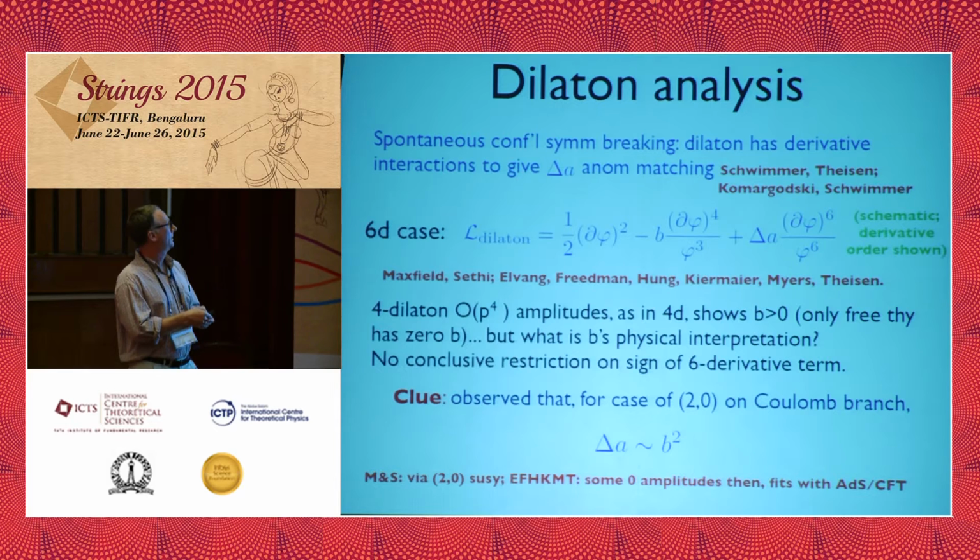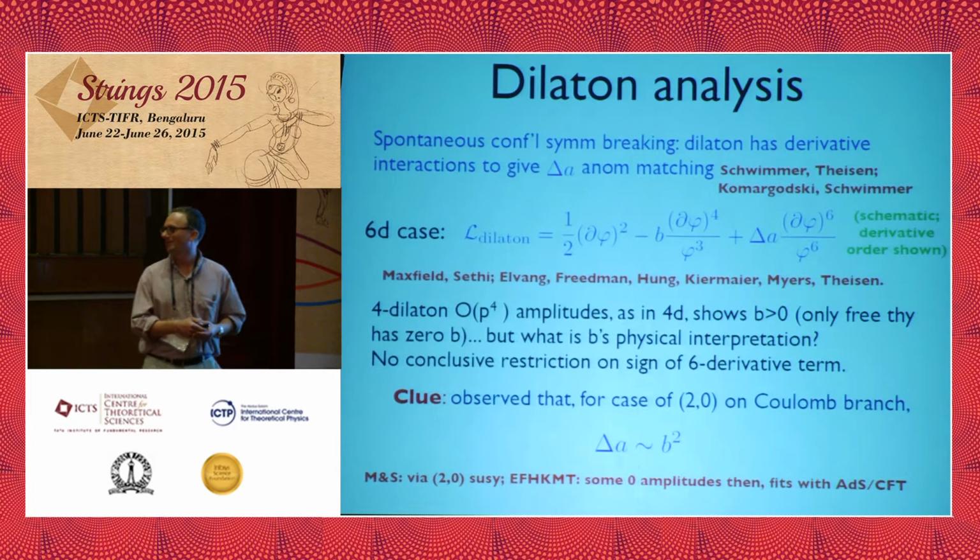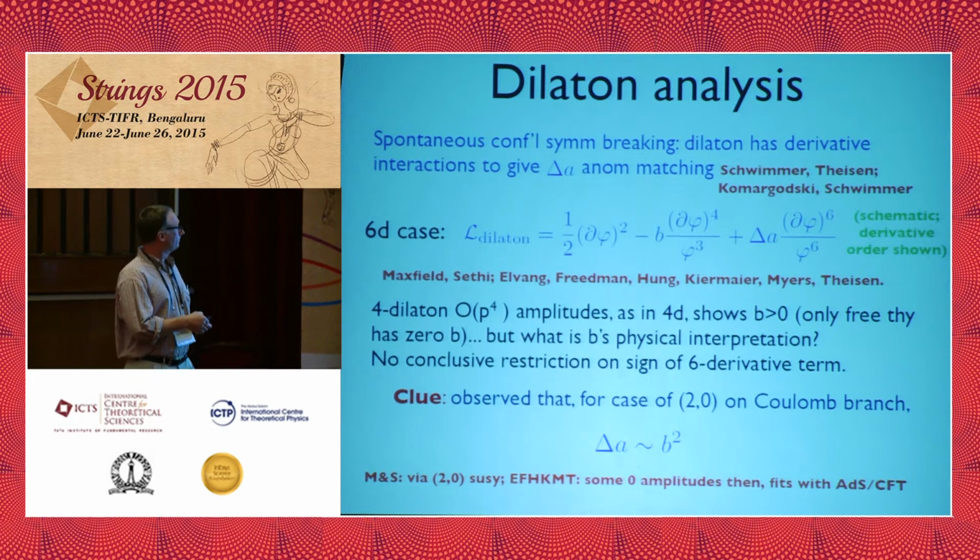I think I'll refer to this from now on as Elvang et al., so apologies to Rob. So when you look at the four dilaton scattering to order momentum to the fourth, to these four derivatives, then as in four dimensions, unitarity arguments show that this quantity B should be positive. And only free theories have a zero value of B. So this B has some nice positivity property, but B isn't the quantity that we're interested in.